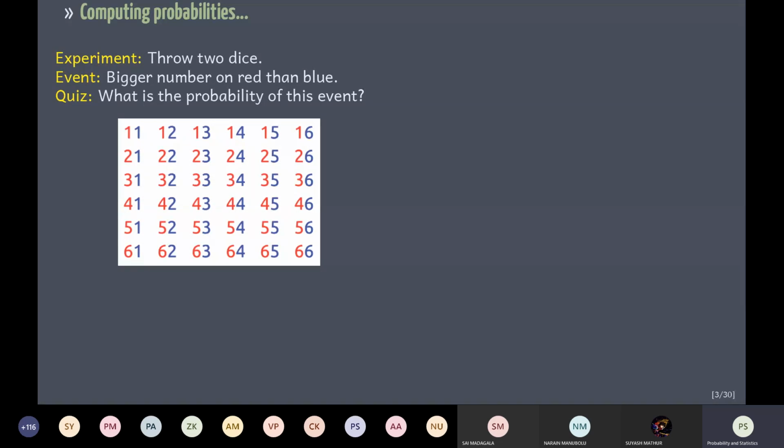So we can write the sample space, which is the set of all possible outcomes we can expect when we throw 2 dice. And the event is something we have defined. So this is something we are recalling. The sample space is the set of all outcomes and an event is some favorable outcome. So for this example, the favorable outcome is to expect a bigger number on the red than on the blue.